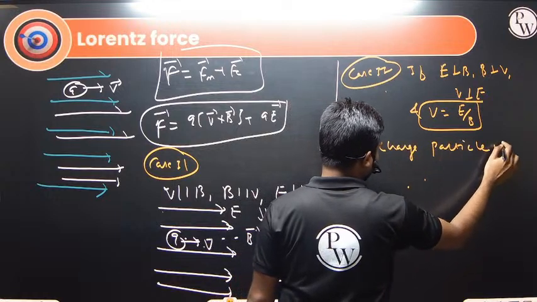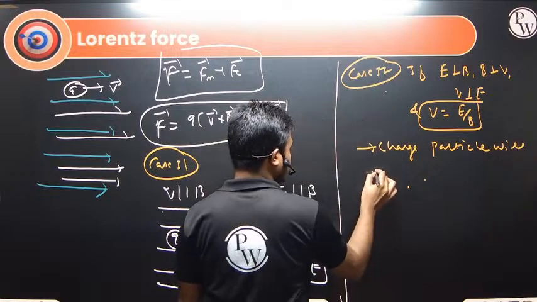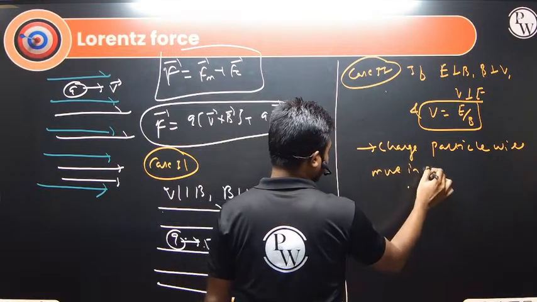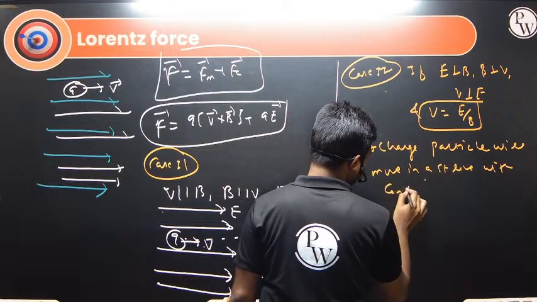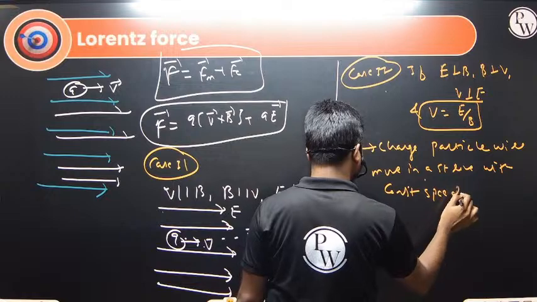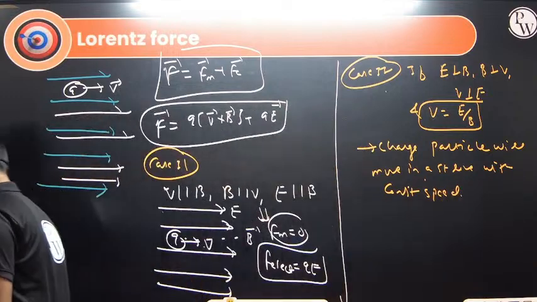A charged particle will move in a straight line without any deviation. It will move in a straight line with constant speed.